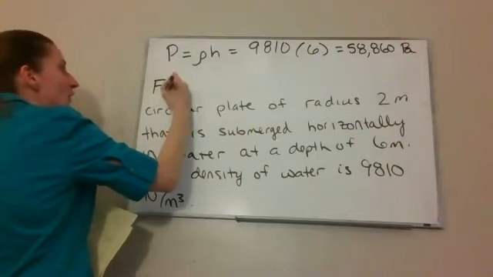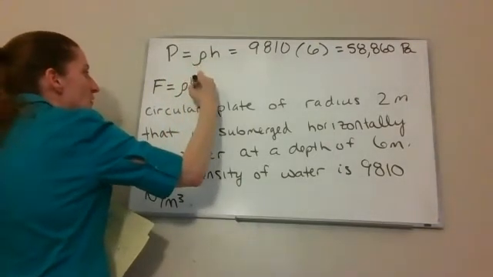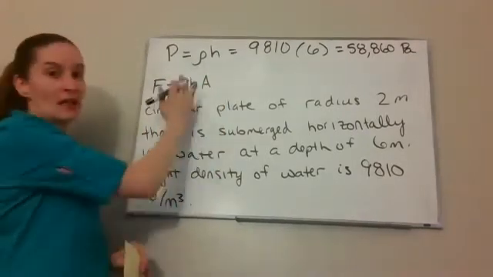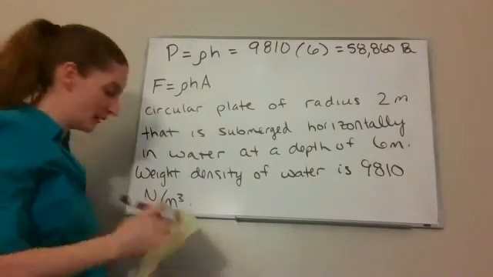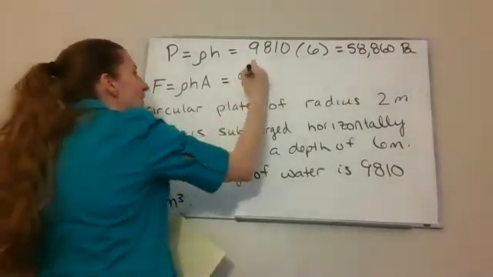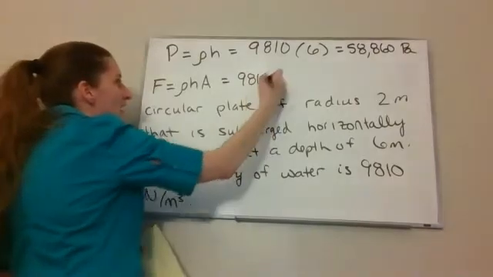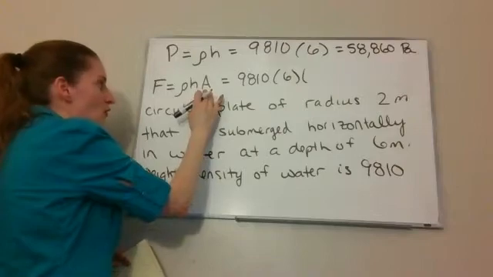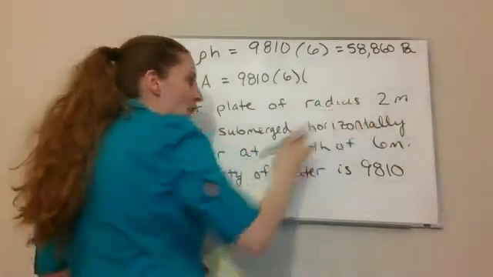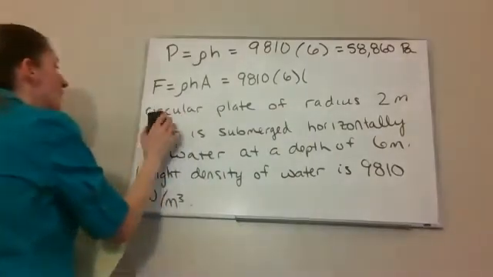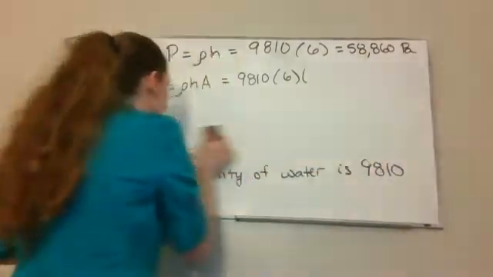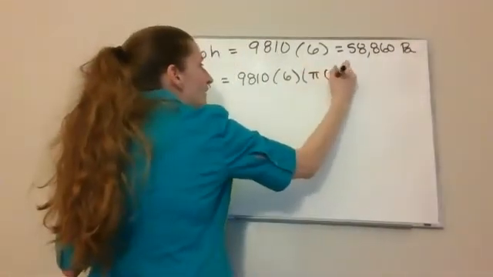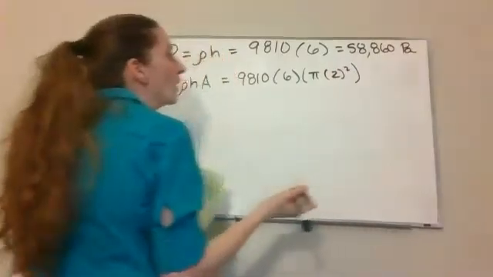Now for my force, that formula is my rho times my H times my A. So that's my weight density times the depth times the area of my surface. Now my weight density is still 9,810 and the depth is still 6. And now we just need the area of the surface, which was circular and had a radius of 2. So the area of a circle with radius 2 would be pi times that radius squared, or 4 pi.